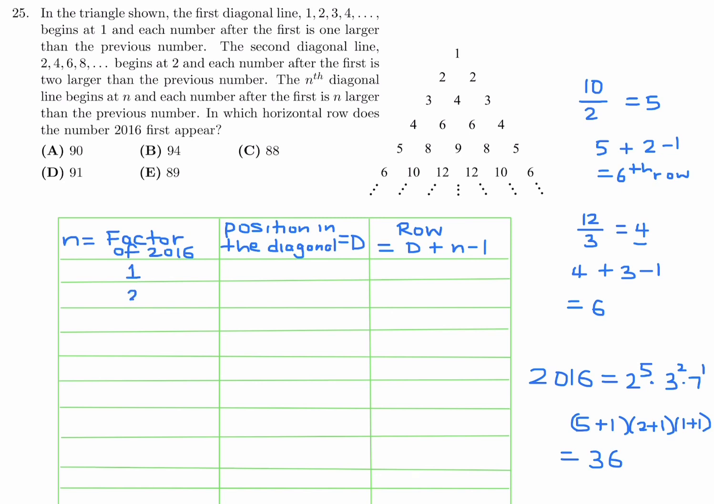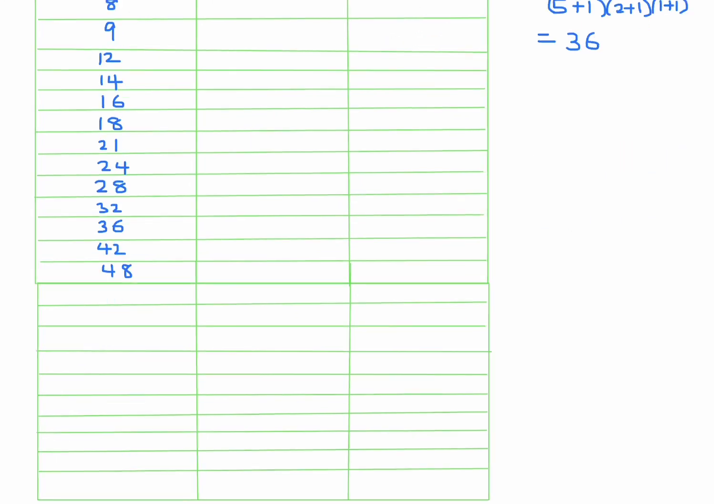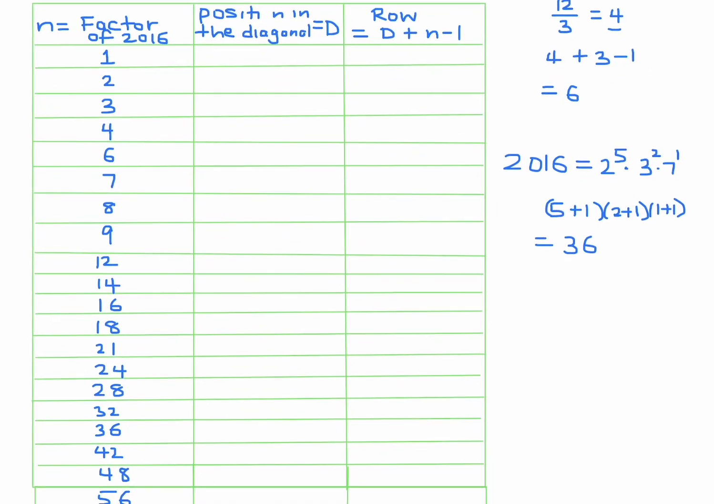Let's start. 1, 2, 3. These are the factors of 2016. 1, 2, 3, 4, 6, 7, 8, 9, 12, 14, 16, 18, 21, 24, 28, 32, 36, 42, 48. And we keep on going here. 56, 63, 72, 84, 96, 112, 144, 168, 224, and so on. And if we need to go further, we will, but I think we should be able to figure out a pattern. At least I hope so.